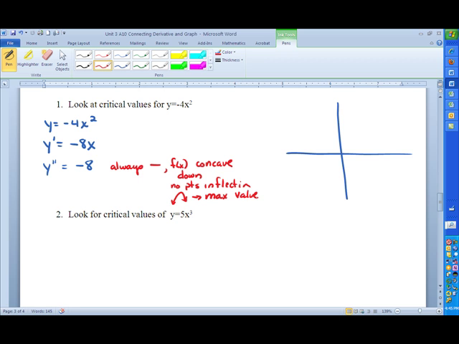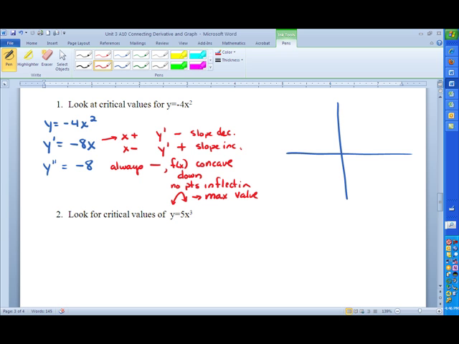So we can see a lot just by looking at the derivative. Now, the fact that y prime equals negative 8x means that when x is positive, the derivative is going to be negative, and when x is negative, the derivative is going to be positive. So for the positive x values, my slope is decreasing. And for the negative x values, my slope is increasing. And that kind of confirms our whole concavity argument.